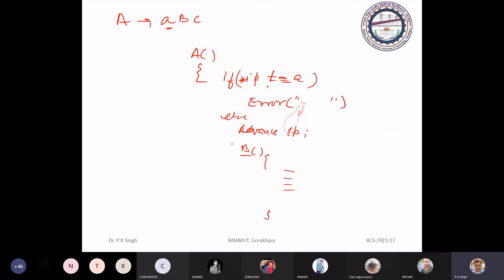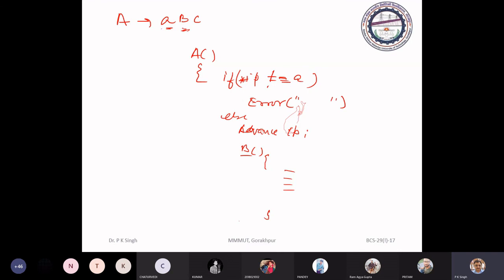So in this way, finally here you can match the content of the input pointer with C. After checking this construct B, it will automatically reach C. So in this way, we can write the recursive function to implement recursive descent parsing.